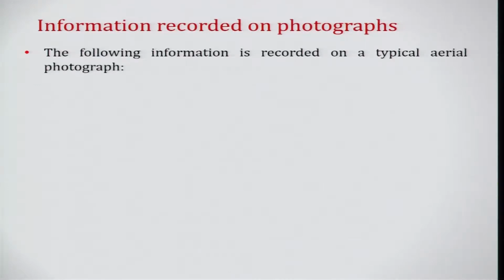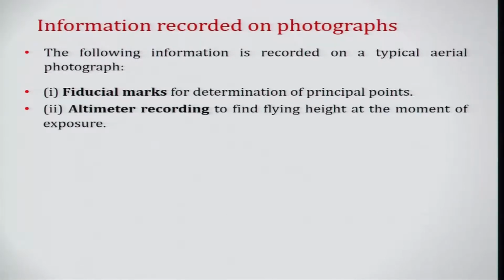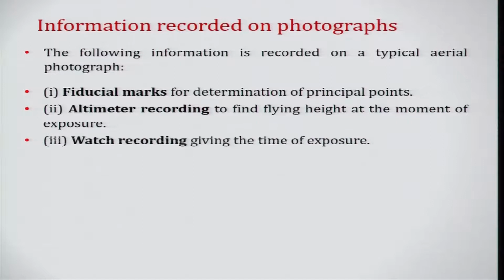So, information recorded on photographs is also important. You can extract a lot of information out of that. The following information is recorded on typical aerial photos. One is fiducial marks for determination of principal points. Then you have the altimeter recording, at what altitude your aircraft was flying; that information will be available on the photographs. I am talking mainly about aerial photographs.